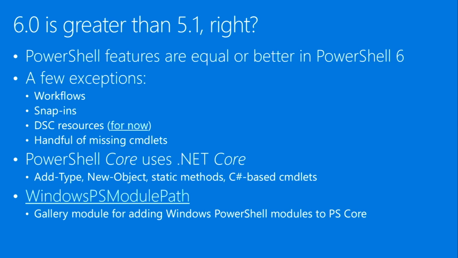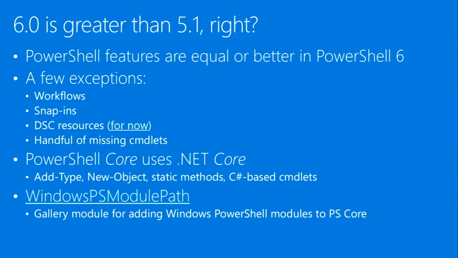So 6 is greater than 5, right? Like, what makes 6 better or different than 5.1? So everything that is essentially just part of PowerShell, excluding anything with .NET like add type or new object or any of the static methods, C#-based commandlets that use DLLs, for just the stuff that's written in PowerShell, all of the features and language aspects of PowerShell that were in 5.1 are equal or better in 6.